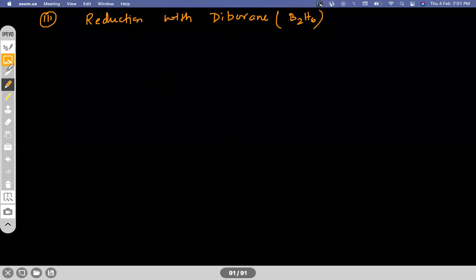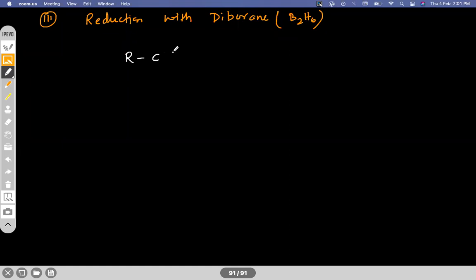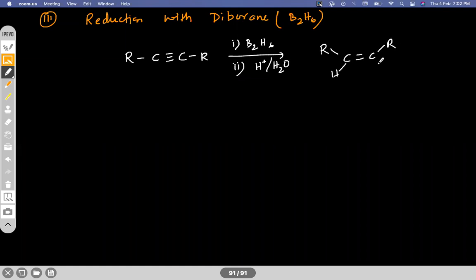So alkyne reacts with B2H6 and the reaction follows with acidic hydrolysis. So R-C triple bond C-R. First, it is allowed to react with B2H6, and in the second step, we get H+ and H2. In this one, what you have to memorize, the product would be a cis alkene. All these reactions you see, we are getting alkene only because it is reduction. Triple bond converts into a double bond since hydrogen is getting added, and cis alkene we get.